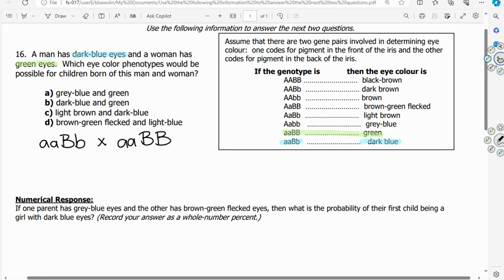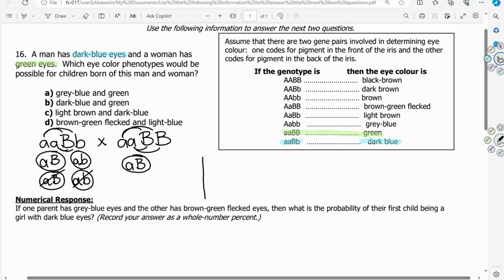The next step is to find the possible gametes in their offspring. We're going to use the FOIL method. So the first two alleles, the outer two alleles, the inner two, and the last two. Then we're going to cross out any repeat gametes because we don't need to write it twice in our Punnett square. The other parent only has lowercase a alleles and uppercase B alleles, so all of their gametes are going to contain a lowercase a and a capital B.